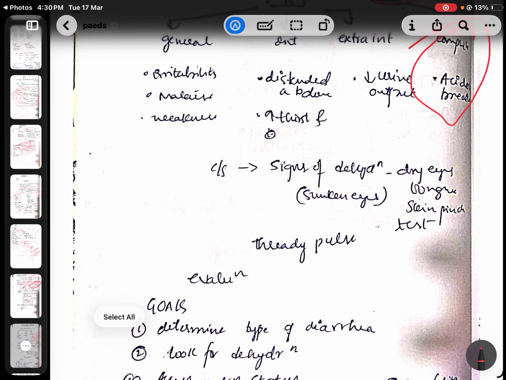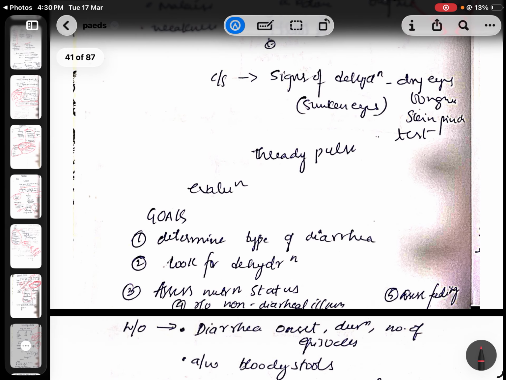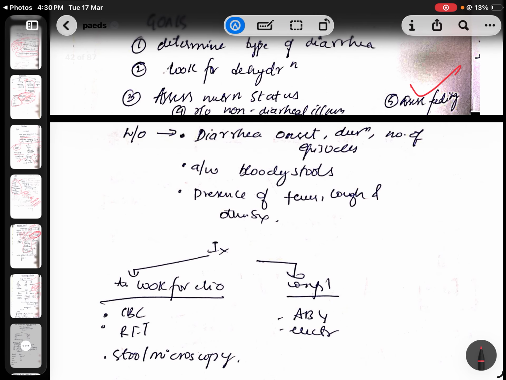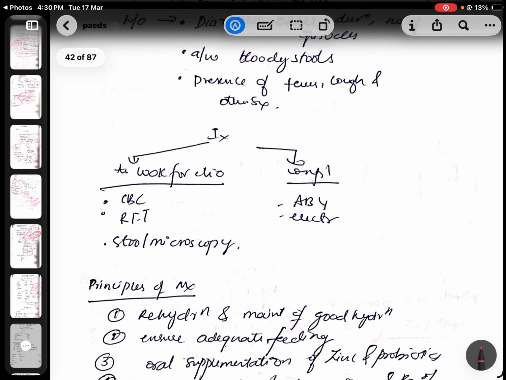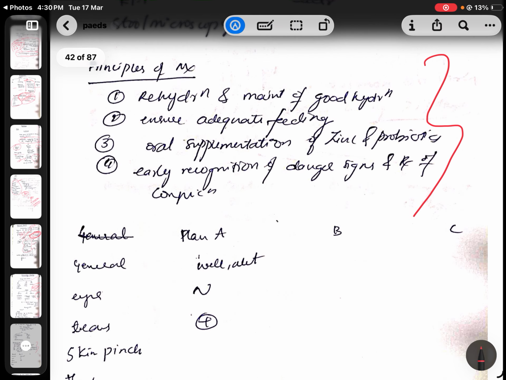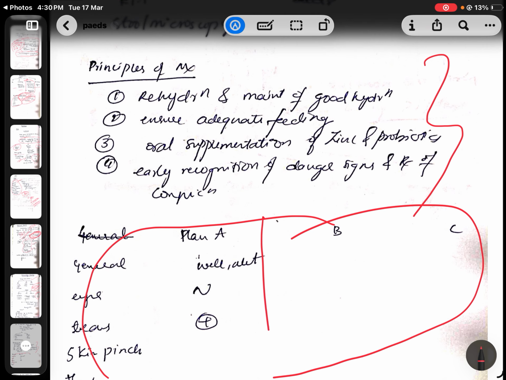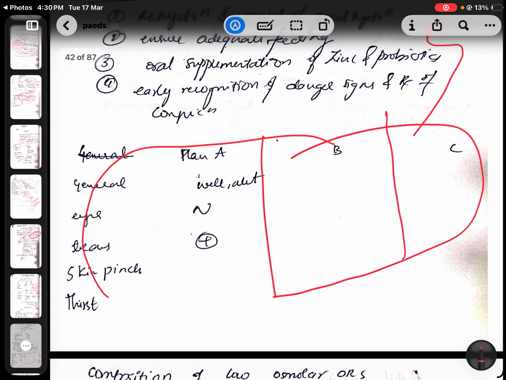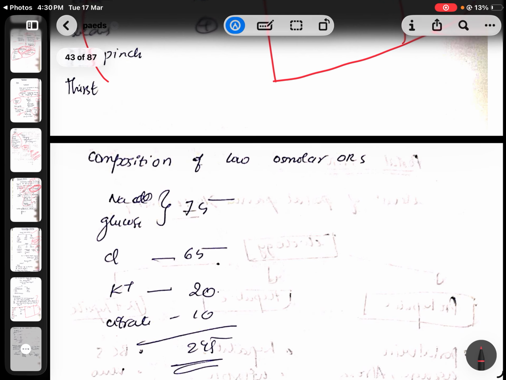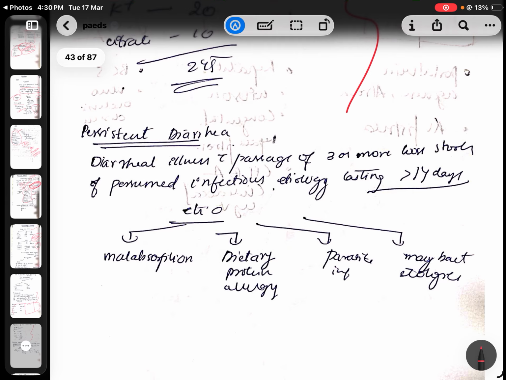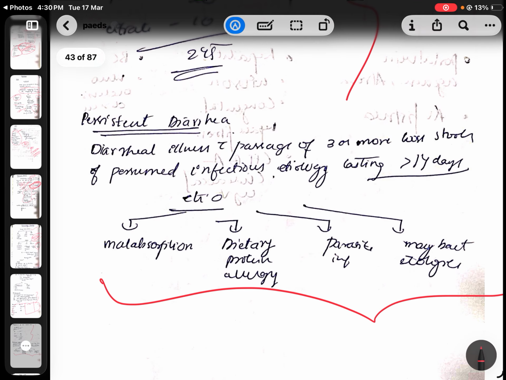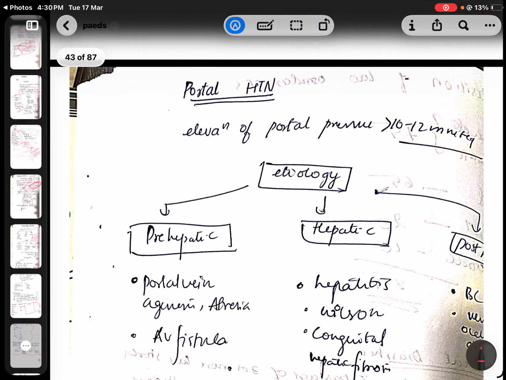Then these are the treatment goals which you need to follow: identify and look for dehydration, and also whether the baby is having feeds. These are the principles of management. I have not written it out intentionally because I wanted to fill it in. Then these are the composition of low osmolarity ORS. These are the causes or etiology of persistent diarrhea, which I'm sure you can just go ahead with.